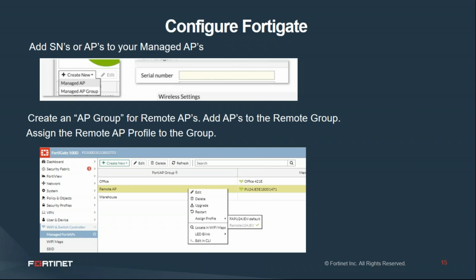And then I also created a new AP group, and I called the AP group Remote APs, and I added the serial numbers of all my remote APs to the remote group. What that allowed me to do is assign an access point profile that I use for my remote APs to the entire group of remote access points with a single click, instead of having to click on each remote access point and assign them the remote AP profile.